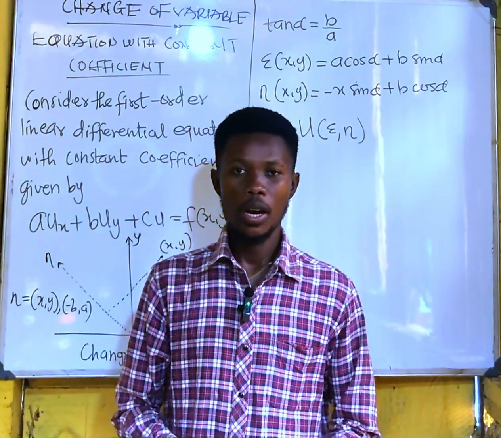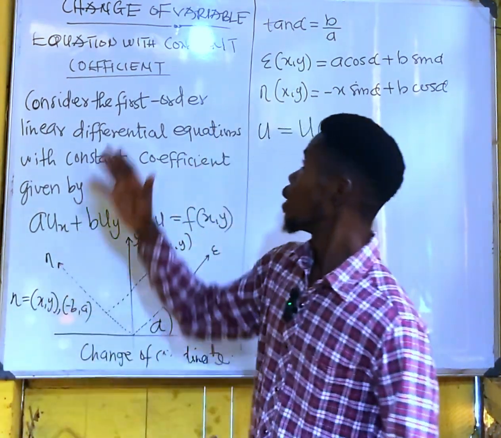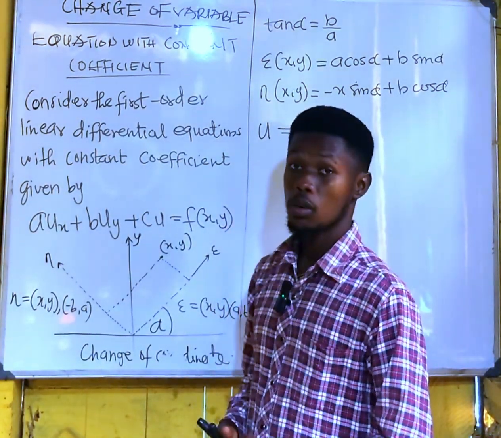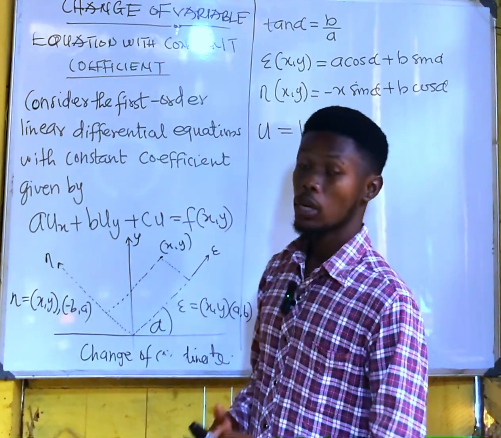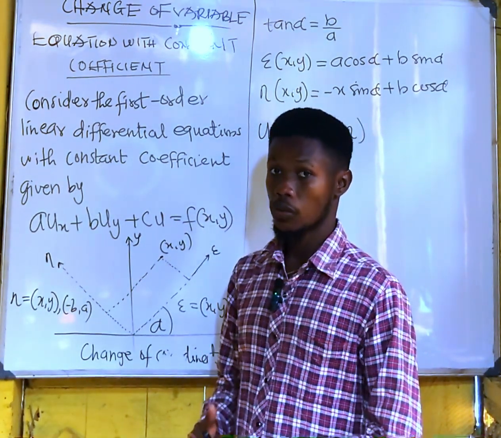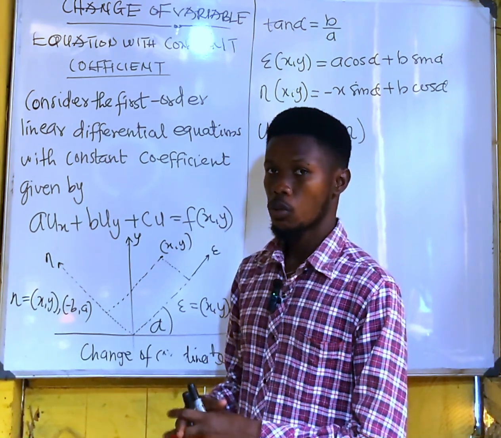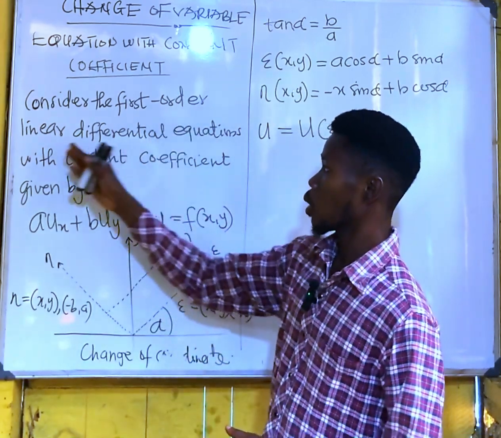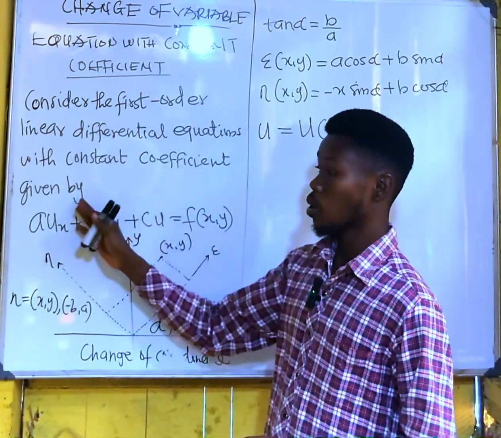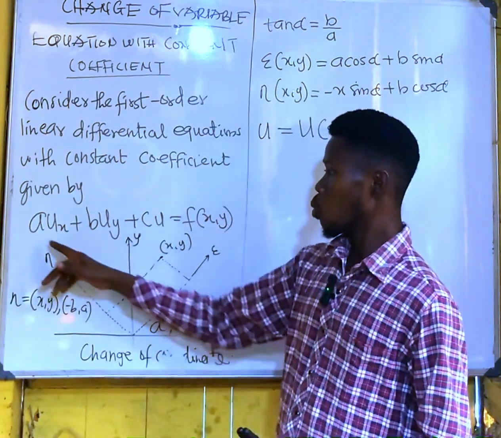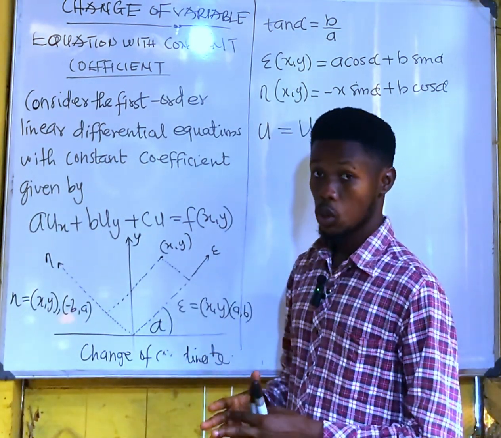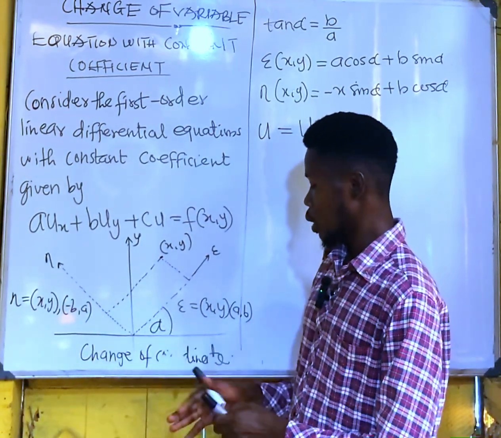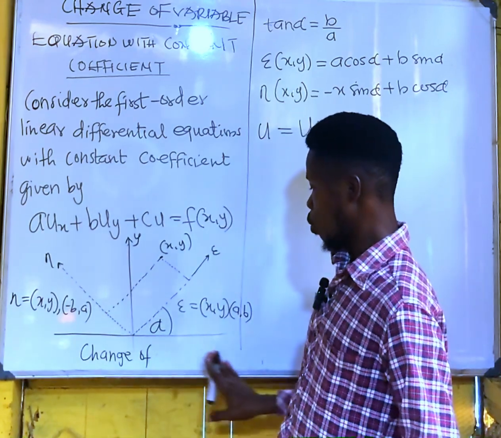You are going to look at change of variable. So, another change of variable. In fact, you have equations with constant coefficients and equations with variable coefficients. But first, you are looking at the equation with constant coefficients. Now, for the change of variable, let's consider the first order linear differential equation with constant coefficients given by this, where a, b, c are all what? Constant. Now, the change of variable is that we just change the coordinates.